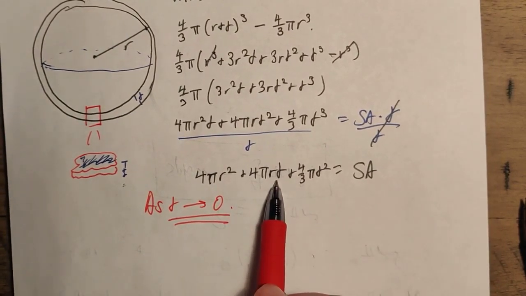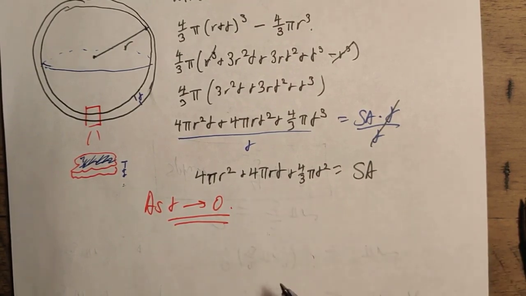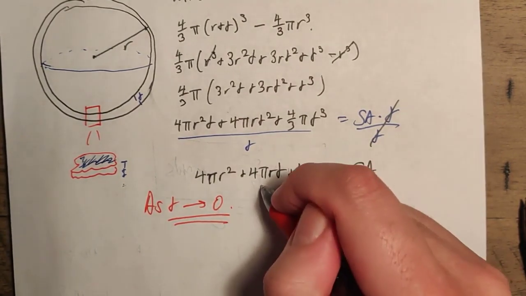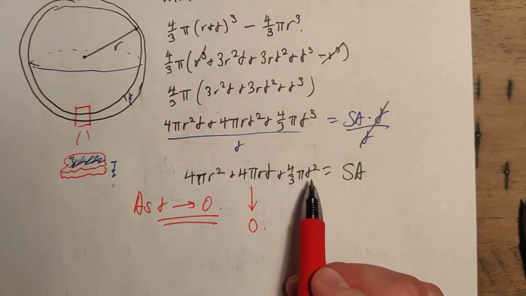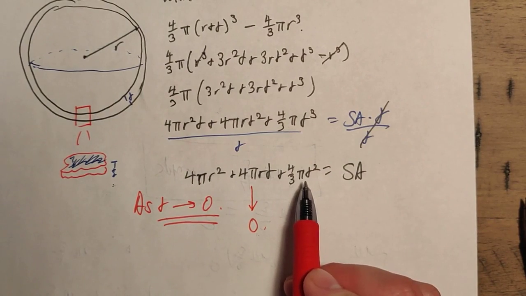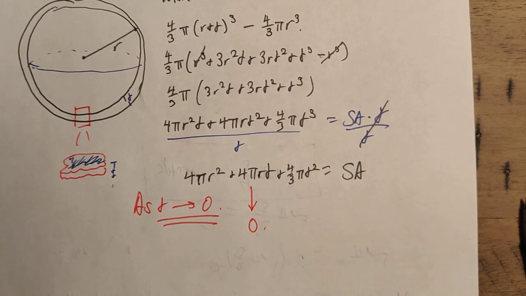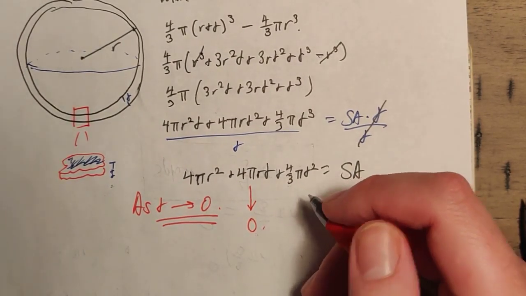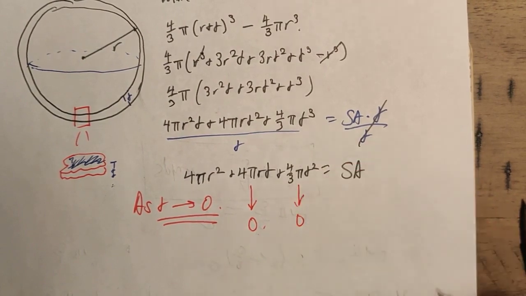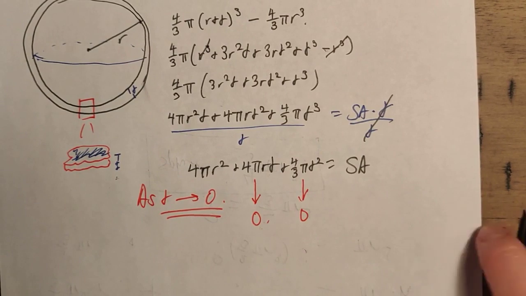However, this term has a T in it. As T goes to 0, this quantity, 4 pi R, is being multiplied by a very small thing, so this is going to tend to 0. Similarly, with the T squared term, this is even worse, because as T goes to 0, this rushes even more quickly to 0. So 4/3 pi is powerless to keep it in check, and this approaches 0 as well. So as T approaches 0, this term goes to 0, and this term goes to 0.